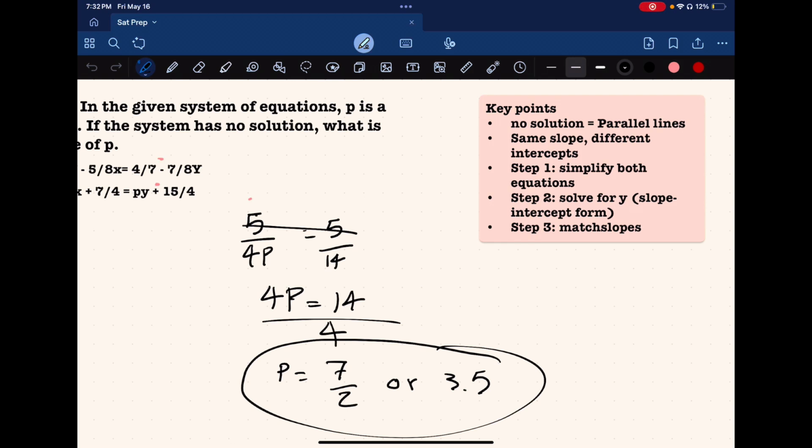Okay, so I know that was kind of difficult, but some key points that really helped me going through this question were that no solution equals parallel lines: same slope, different intercepts. Step 1, simplify both equations, which we did. Step 2, solve for y, slope-intercept form. And then last is just to match your slopes. If you just remember this for this kind of problem, you should be fine.